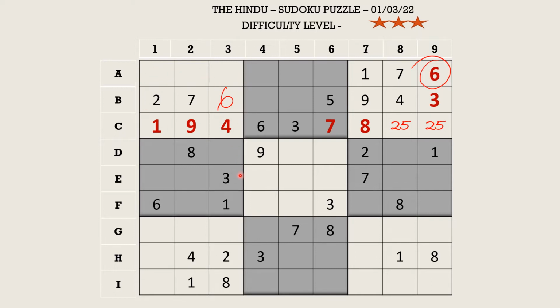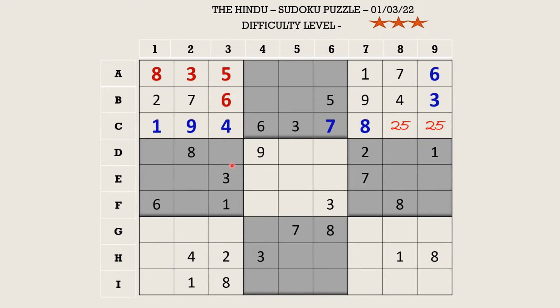There is a 3 and 8 here in column 3. So A3 takes 5. Now the missing numbers are 3 and 8. There is a 8 here in column 2. So A2 takes 3 and A1 takes 8.